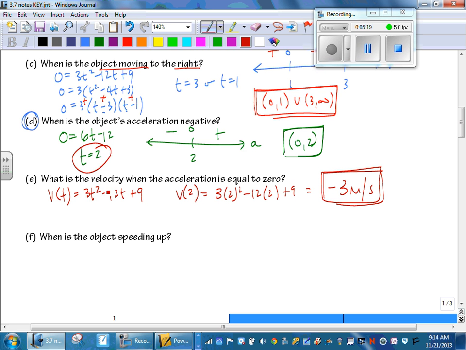Now if it asked for speed, we would just say it's 3 meters per second. Remember, speed is the absolute value of velocity, it's always positive. But velocity, here it's negative, that tells us the object is moving to the left.